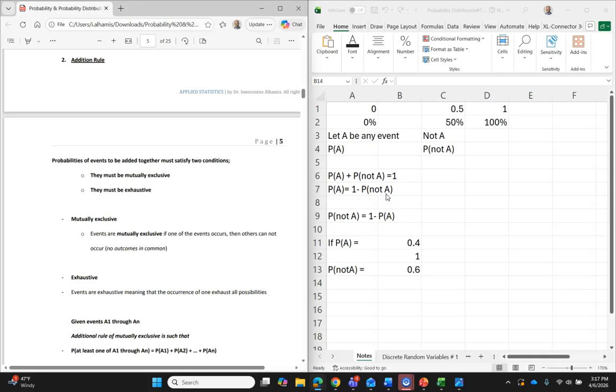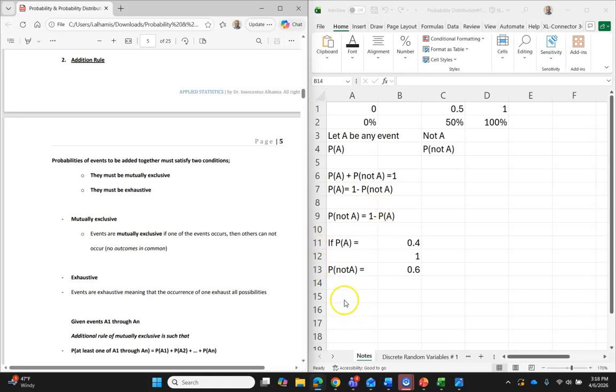So probability of having rain and probability of not having rain are mutually exclusive. You cannot have rain and, at the same time, not have rain. It cannot happen. Either we are going to have rain or we will not. So for us to be able to add them, they should be mutually exclusive. And when we talk of mutually exhaustive, it means that the occurrence of one exhausts all possibilities. When we add probabilities and exhaust all possibilities, the answer will be 1.